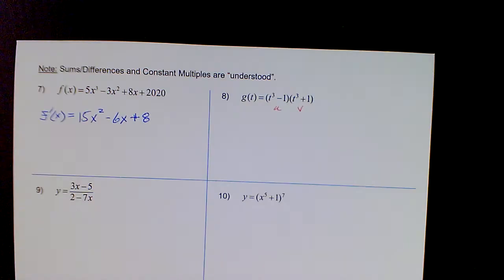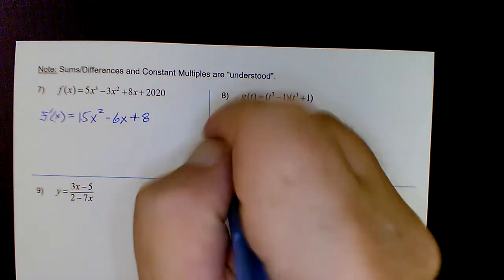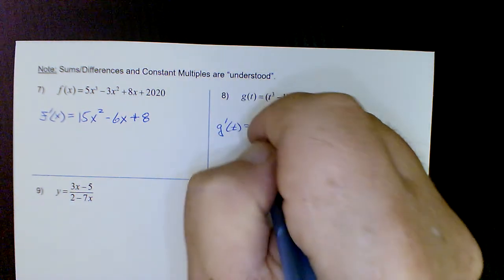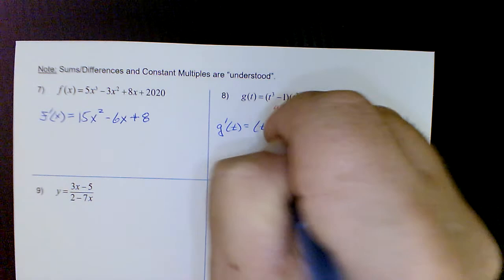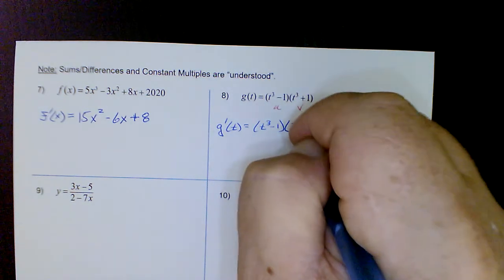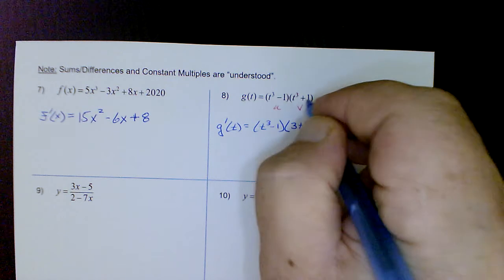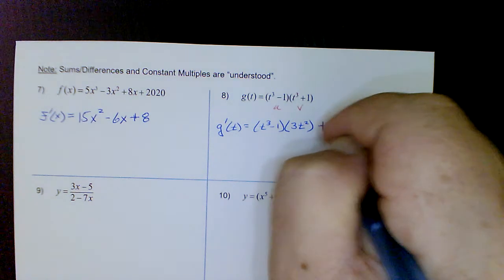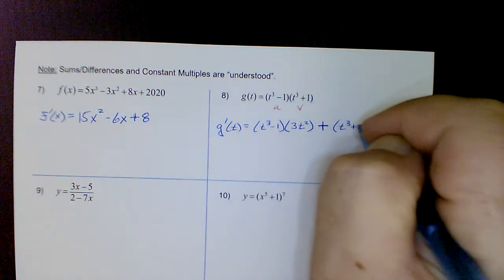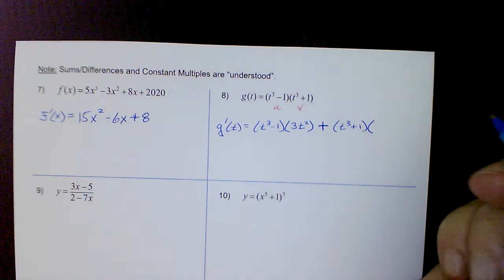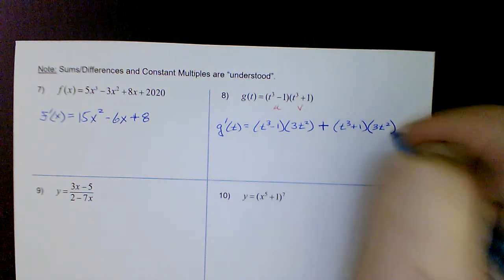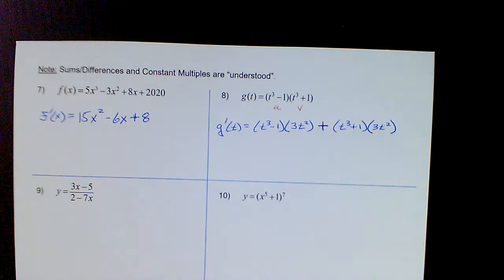And so then g prime of t would be the first factor, t cubed minus 1, times the derivative of the second, derivative of t cubed, 3t squared, and the derivative of the constant 1 is 0. Then plus the second factor, t cubed plus 1, times the derivative of the first. And the derivative of t cubed, again, 3t squared, and the derivative of the constant, negative 1, is 0.